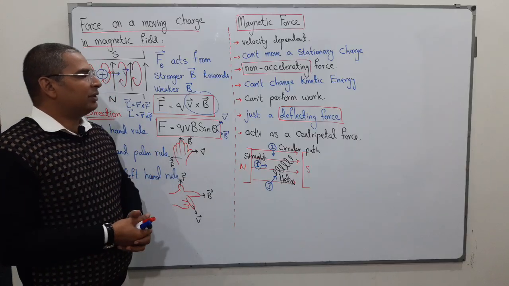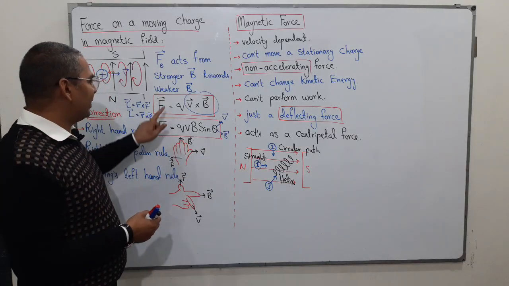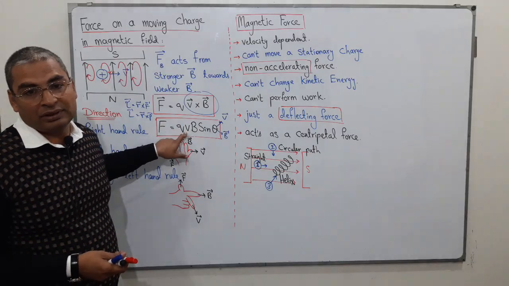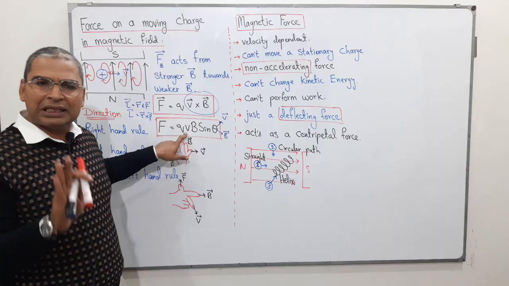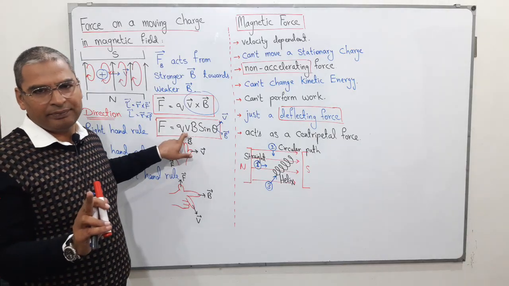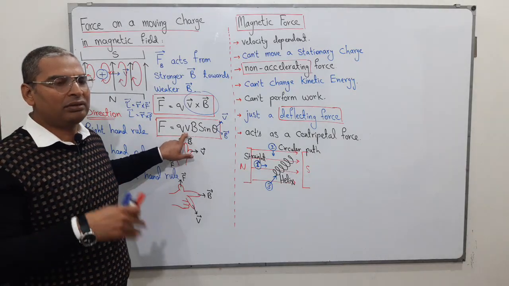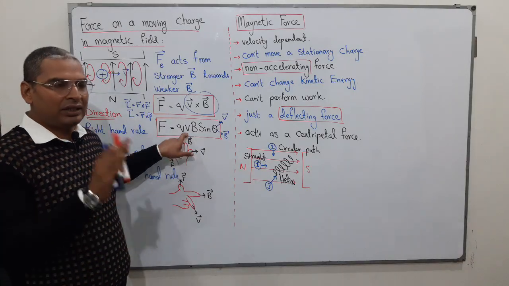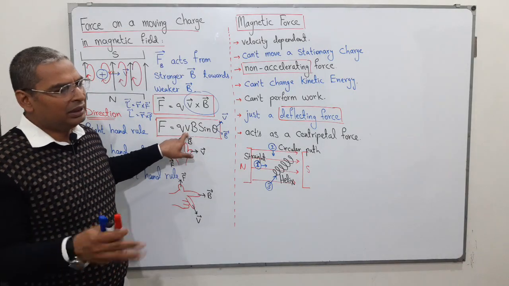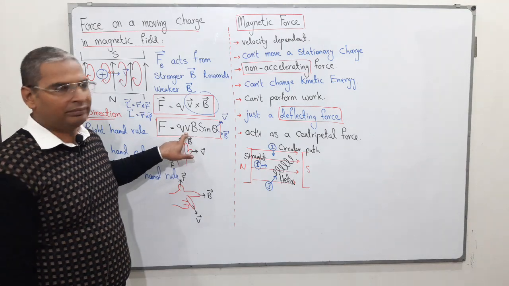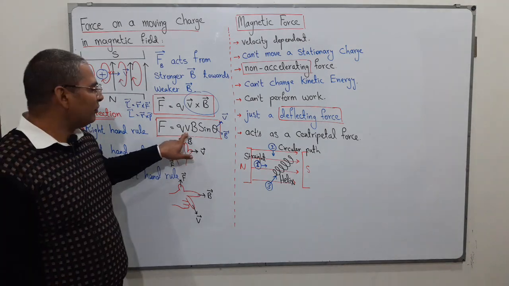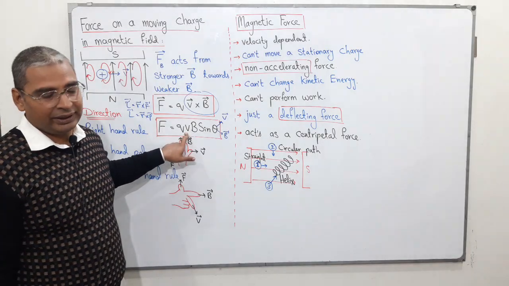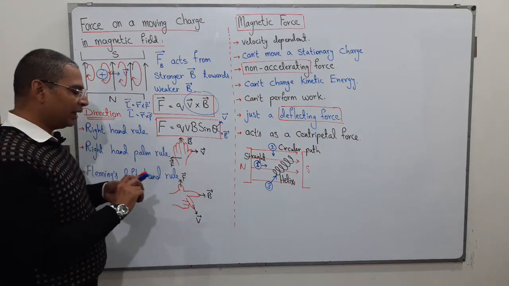There is something to understand carefully. This magnetic force on a charge is a velocity dependent force. Electric force is independent of velocity. Hence, it can be applied to a stationary charge, it can be applied to a moving charge. If the charge is slow, if the charge is fast, force does not concern with it. But magnetic force is velocity dependent.